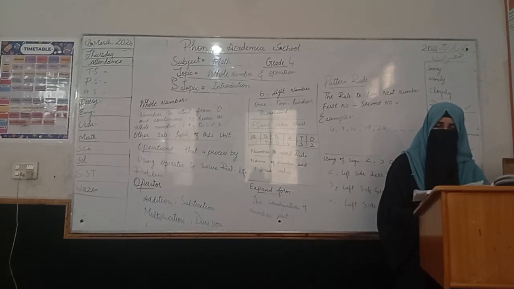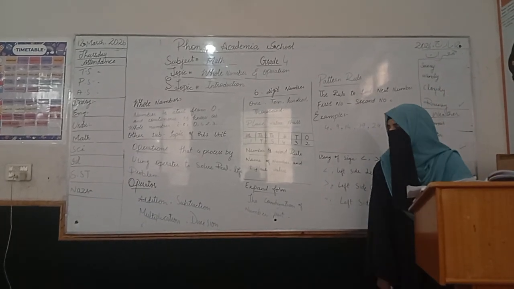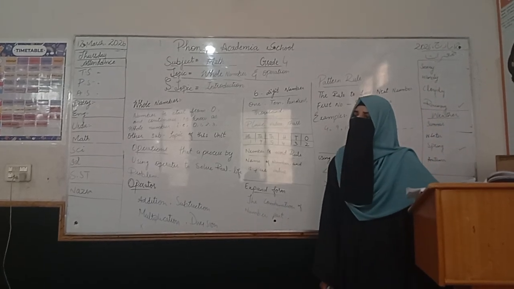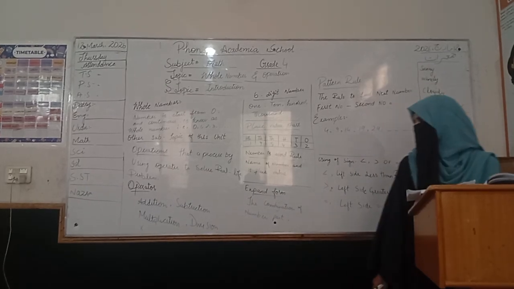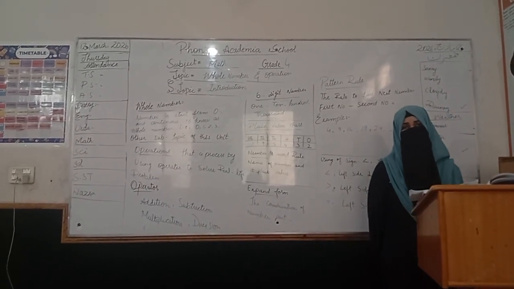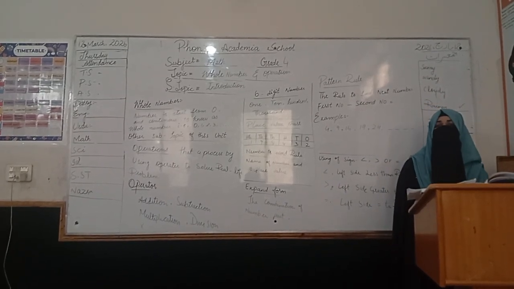In addition, you add your values; in subtraction, you subtract your values; third is multiplication, in which you multiply two values to find a product. Multiplication has three subtopics. First is the multiplicand, second is the multiplier, and third is the product. The multiplicand is the number to be multiplied.